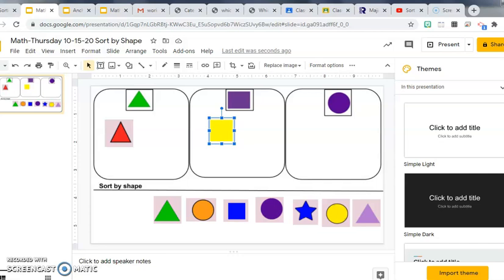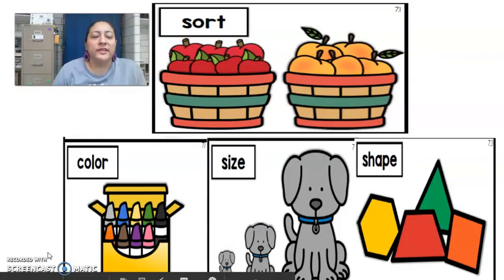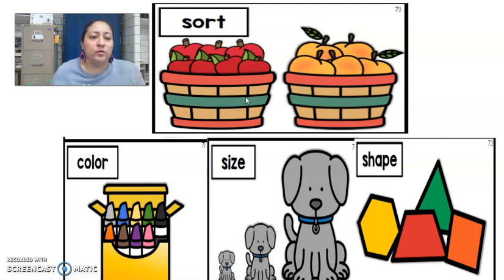So now let's review what we learned today. So today we reviewed what sorting means, putting things into groups, and using their attribute. The attribute that we used today was shapes. So we looked at the shapes and we put them into groups. If we saw any shape that did not belong in any of the groups, we didn't move them, we just left them there, right? And sorting is important because it helps us to look at objects, to look at their attributes and decide if they are alike, do they look the same, or if they are different, they don't look the same, right?